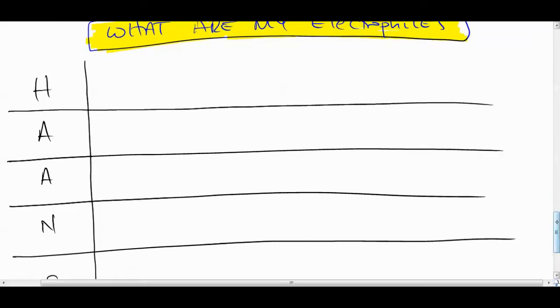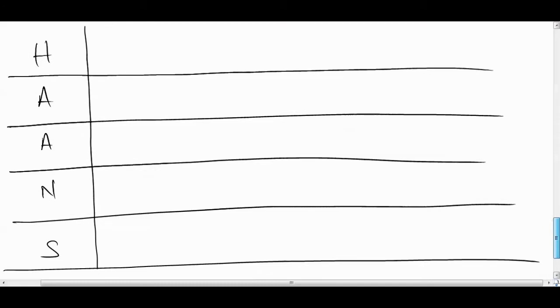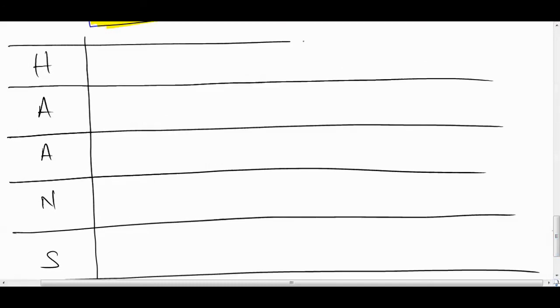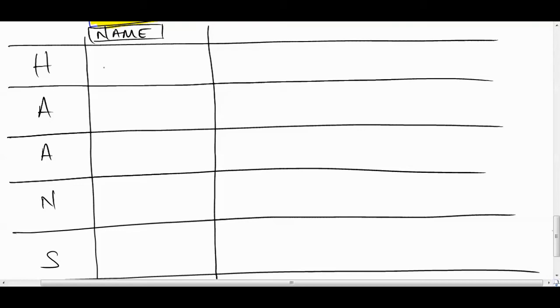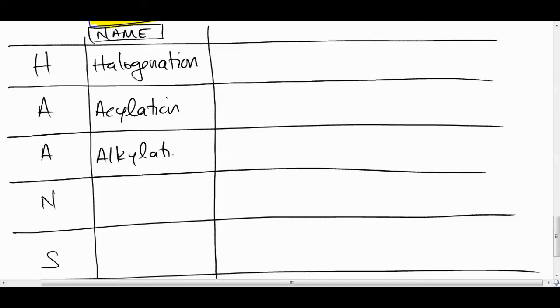Alright, so let's start off with the name first. I've got to get the name of the reaction first. So the first one is going to be halogenation, right? Acylation, alkylation, nitration. Perfect.